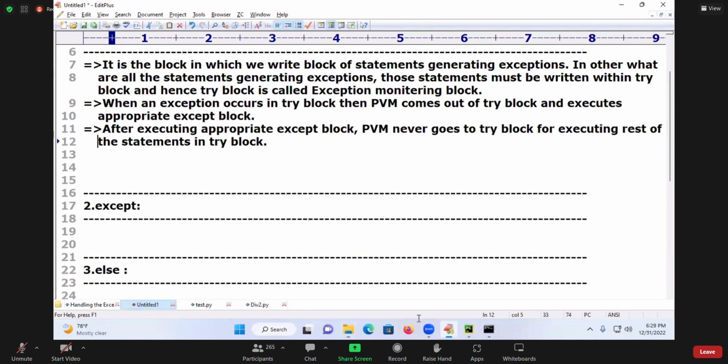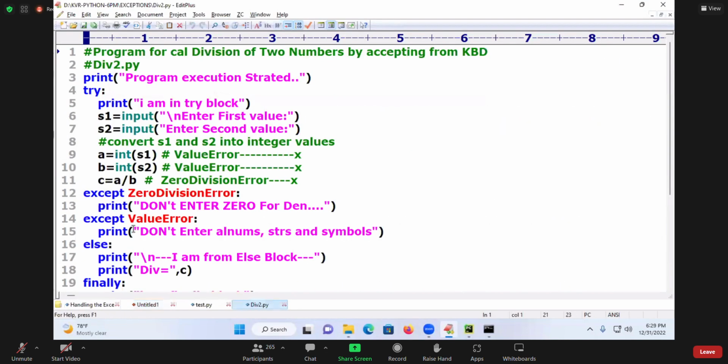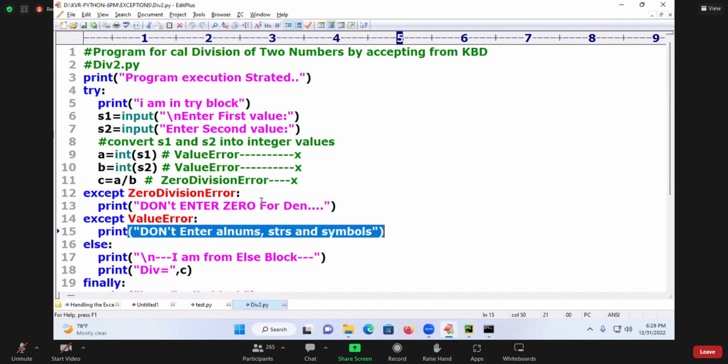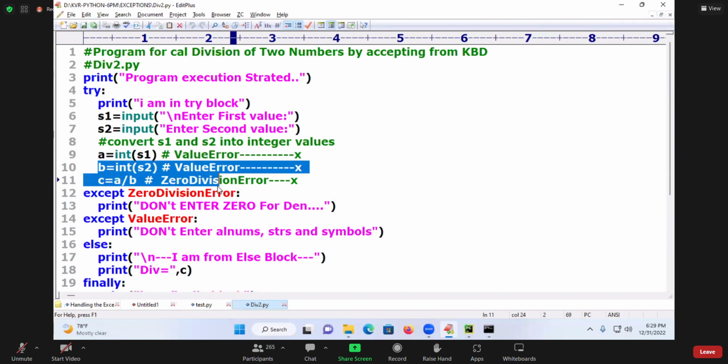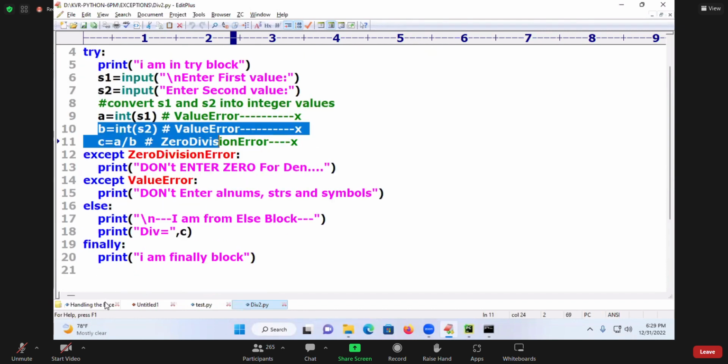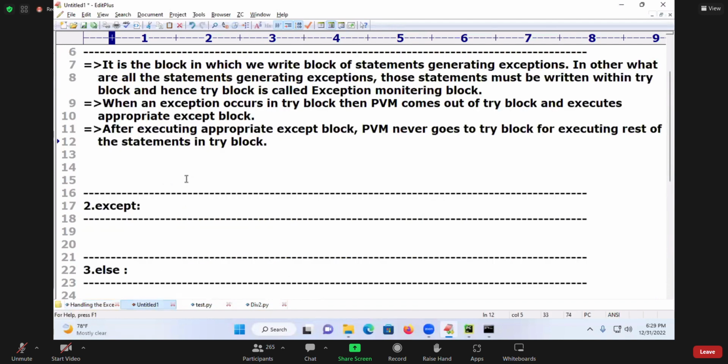It's important, students. People will ask you: after executing this kind of value error, will it go to the rest of the statements to execute? Never. Once your PIN number is wrong, it comes out and says that your PIN is invalid. It won't go on to ask you to enter the amount to withdraw. Right or not? It's important.